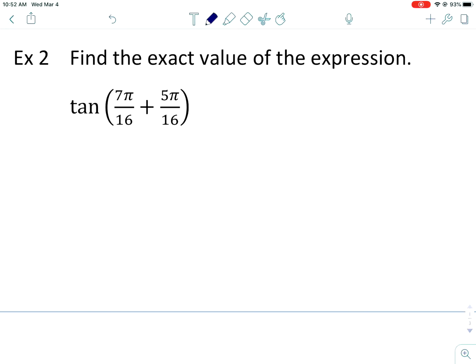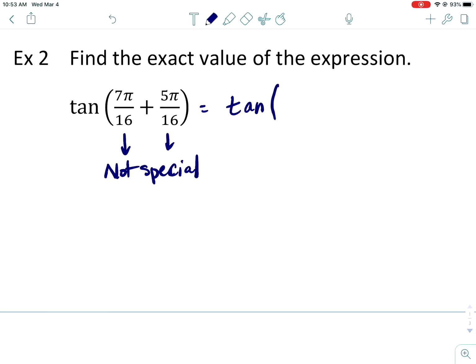All right, so let's look at example 2. This looks like we would use that one we just did for tangent. But we're not going to, because these are not special. The denominator of 16 is not special. All right, so what we'll do is go ahead and add these. So we add 7 pi over 16 and 5 pi over 16. Just the first step is 12 pi over 16. And then what does that reduce to? Good.